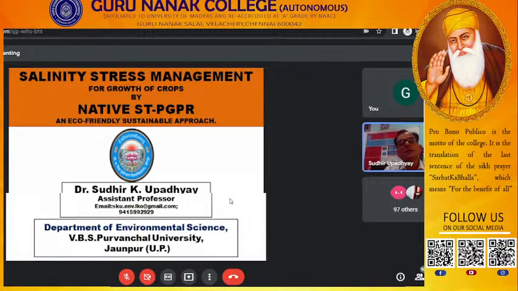Since the 1980s, PGPR inoculants have been developed, but a few of them revealed irregular performance at field level. Although several researchers have developed consortia of plant growth promoting rhizobacteria, the outcome is more or less similar at field level. This is a very important finding.